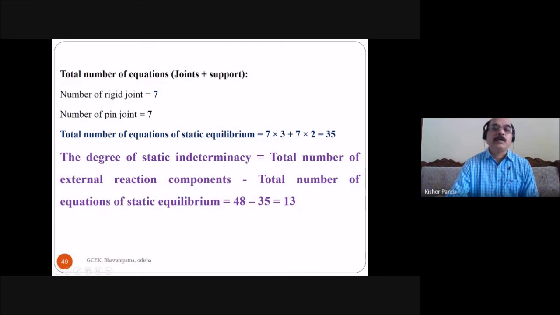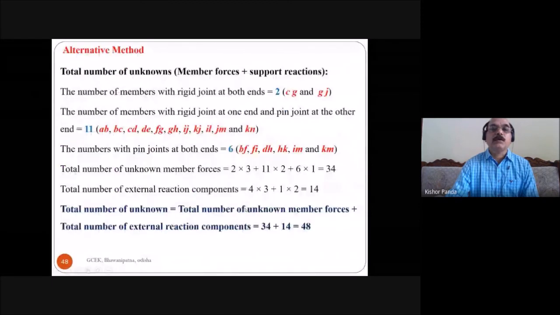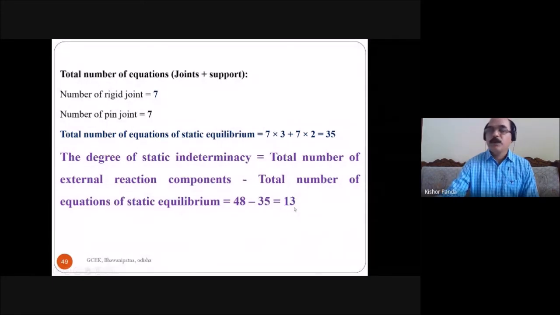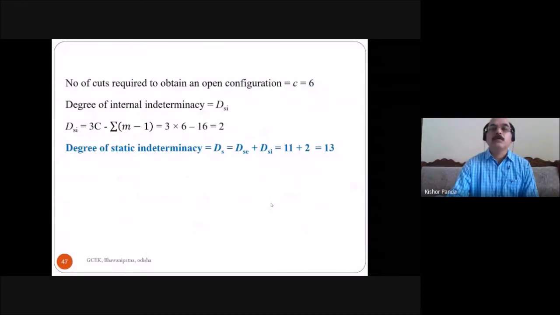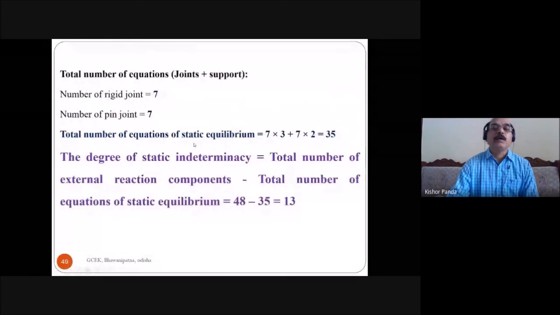Then you can find out the degree of static indeterminacy, which is equal to the total number of unknown forces minus the total number of equations of static equilibrium. The total number of unknown forces is 48, and the total number of equations of static equilibrium is 35. So here you got the degree of static indeterminacy equal to 13, also matching the previous method. So either from this method or by using that table, you can find out the degree of static indeterminacy of a hybrid structure.